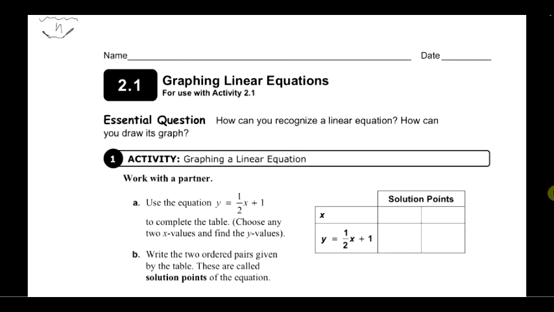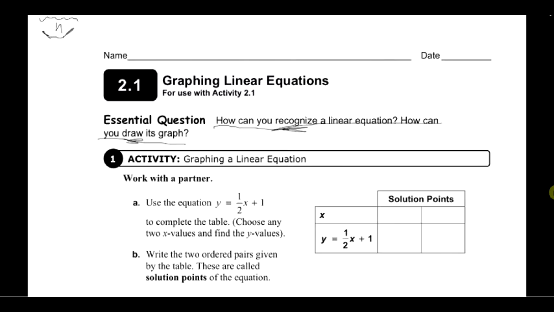So as we always do in these journals, let's underline our essential question: how can you recognize in a linear equation, how can you draw its graph? We have recognize, and then at least how to draw a little bit of its graph. First we're going to draw, and then after we've drawn some, we'll see how easy it is to recognize.